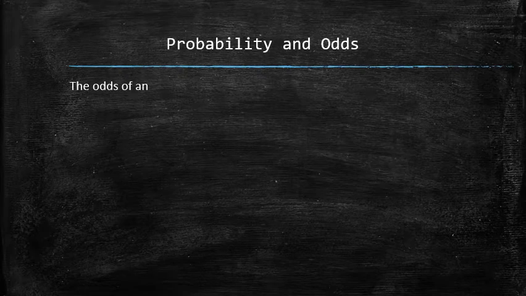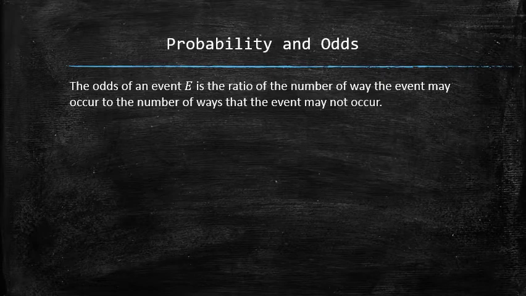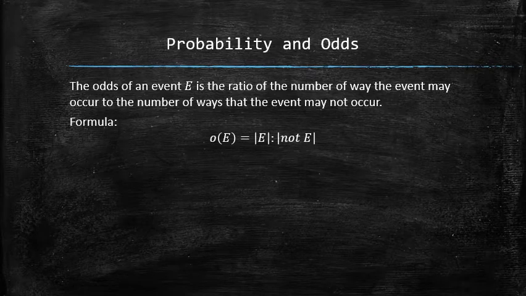The odds of an event E is the ratio of the number of ways that the event may occur to the number of ways that the event may not occur. We can also define odds via formula.